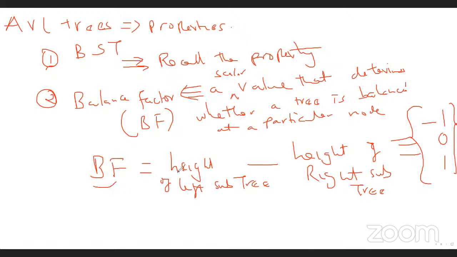And how do you get that balance factor? You get height of left subtree minus height of right subtree, and the value should be -1, 0, or 1 for the tree to be balanced. If it's less than -1 or greater than 1, then the tree is imbalanced. Now let's talk about this for a few minutes. The balance factor is given by height of left subtree minus height of right subtree.